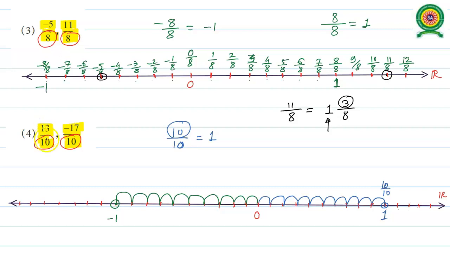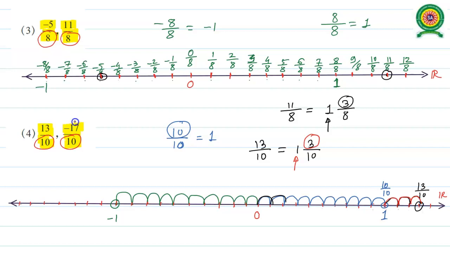Once we have 13 divided by 10, we have to move 13 places towards the right of 0, because 13 by 10 is a positive rational. We already have 10 by 10, so 11, 12 and 13. So here we have 13 divided by 10. Since 13 divided by 10 is an improper fraction, if we convert it into a mixed fraction, we have 1 3 by 10. That means after the whole number 1, we have to move how many places? 3 places. Look, 1, 2 and 3, exactly 3 places after the 1.